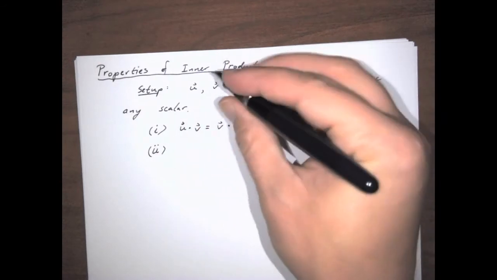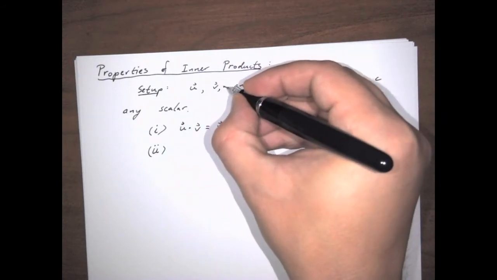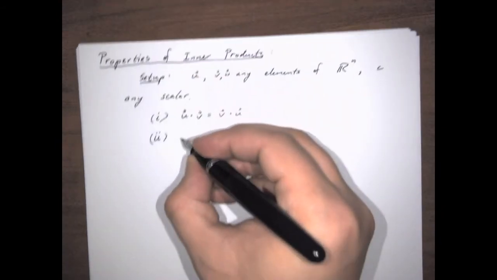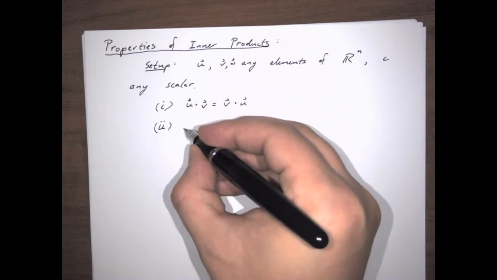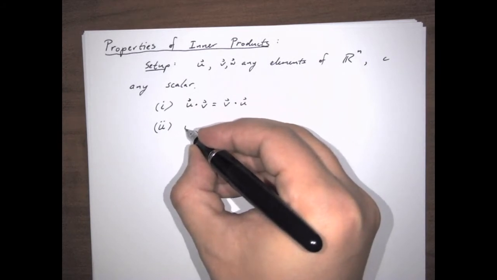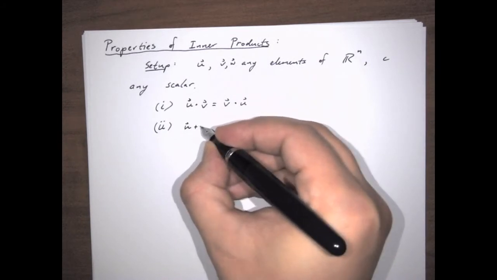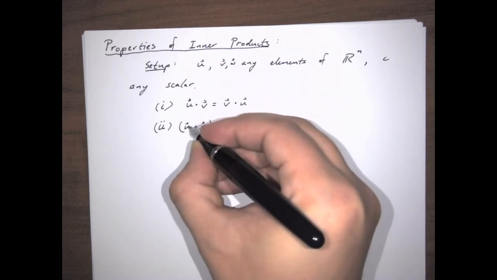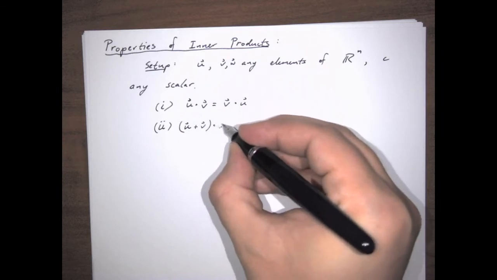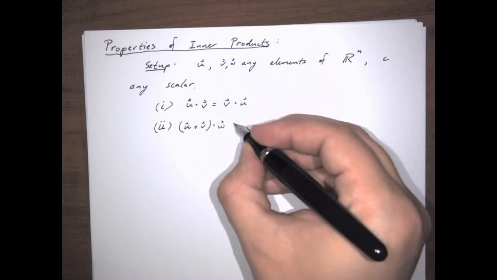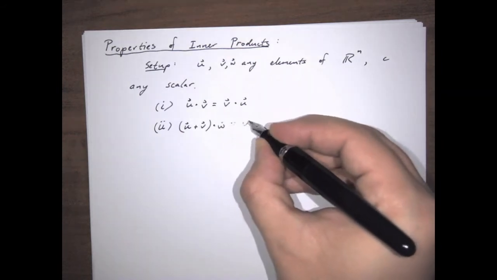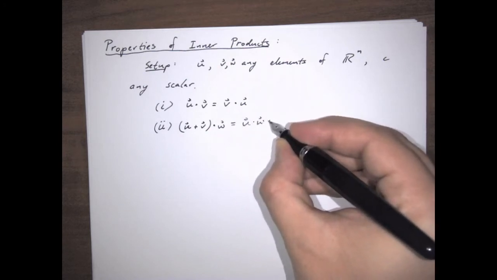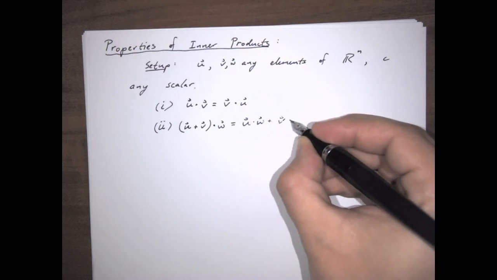Oops, I meant here, by the way, for there to be a third vector, W. So U, V, and W are any elements of Rn, because I also want to explore the distributive property. You need three vectors to do that. So U plus V dot W is the same as, and it's just what you would hope it would be, U dot W plus V dot W.